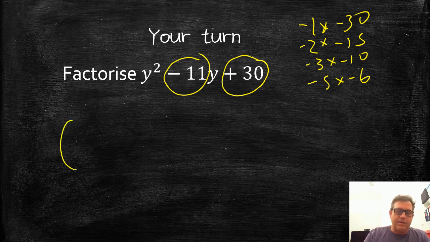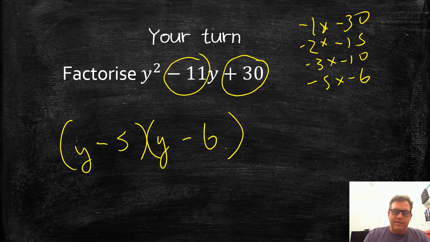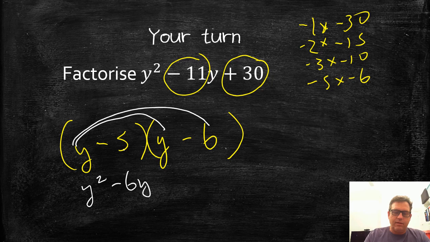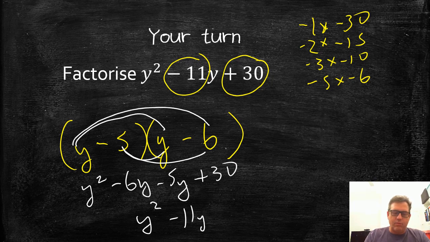So to factorize it, I'm going to put my y's there. It's going to be minus 5, minus 6. Again, we can check that we've got it. Y times y is y squared. Y times minus 6 is minus 6y. Minus 5 times y is minus 5y. Minus 5 times minus 6 is plus 30. So I'm left with y squared minus 11y plus 30. We've got it.